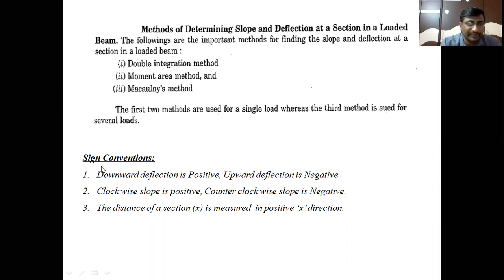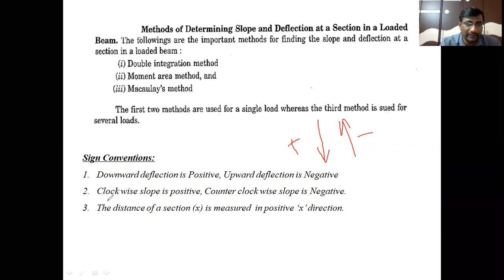Okay, so let us look at the sign conventions in this chapter. What are the sign conventions? Downward deflection is positive. If the beam bends downwards, it is taken as positive. If the beam bends upwards, it is taken as negative. So upward deflection is negative. Clear, students? When the beam deflects downward we take it as positive, and when it deflects upward it is negative in this chapter.